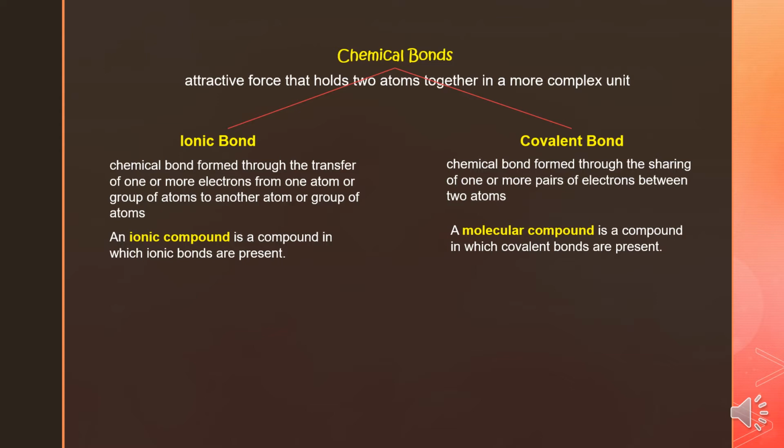Again, when we say ionic compound, this is a compound in which ionic bonds are present, while a molecular compound is a compound in which covalent bonds are present. So in an ionic bond, there is transfer of electrons, while in a covalent bond, there is sharing of electrons.